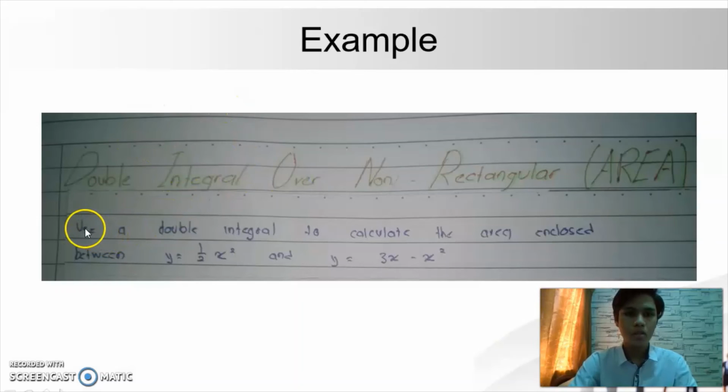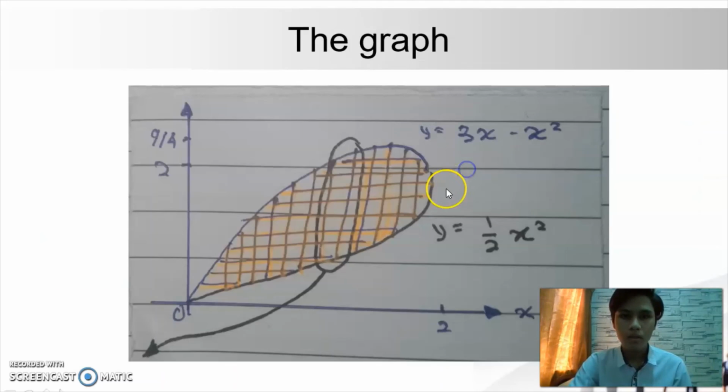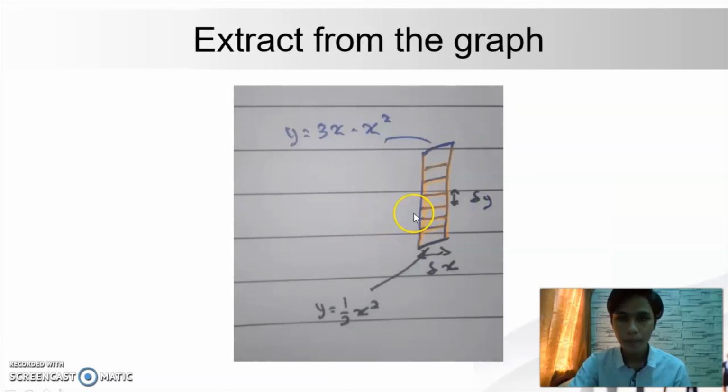My subtopic is the application of double integral, and I'm taking the part on area. This is my example. Use a double integral to calculate the area enclosed between y equal to 1 over 2 x squared and y equal to 3x minus x squared. In the graph from the equations, the upper line is y equal to 3x minus x squared and the lower line is y equal to 1 over 2 x squared. To get the double integral equation, we need to extract this region and it becomes like this.